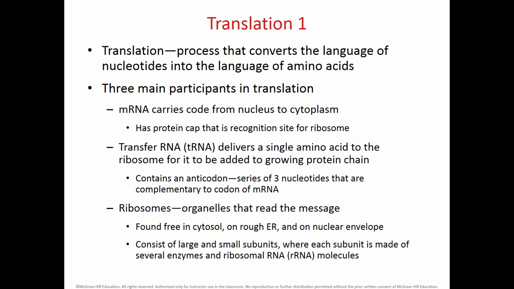Now, the ribosomes are located either free in the cytosol or attached to the ER or the nuclear envelope. And once they bind to the messenger RNA, they attract the tRNA charged with the amino acids, and they start elongating the proteins and making the proteins.